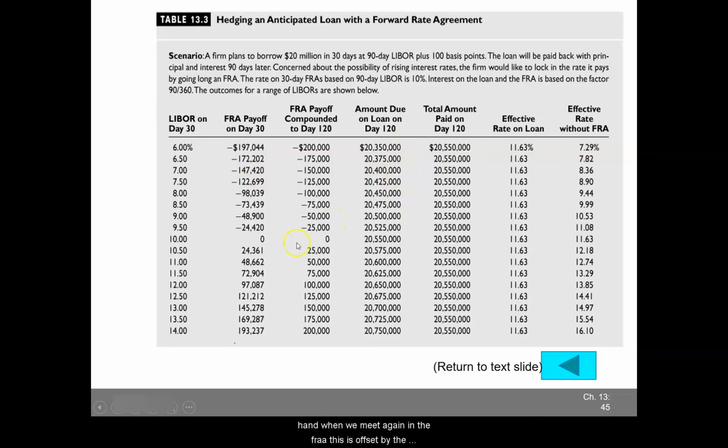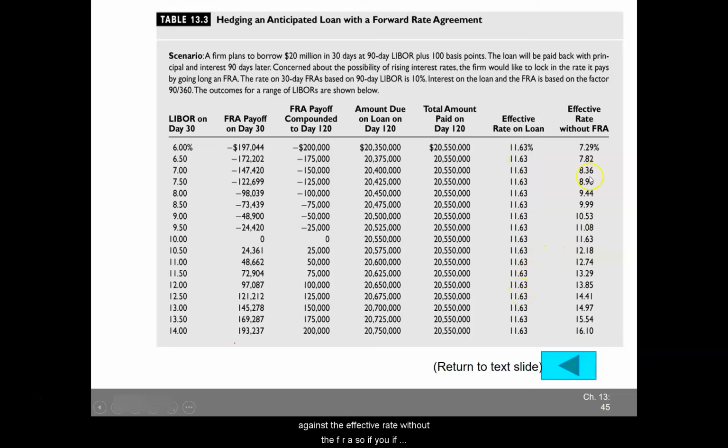On the other hand, when we make a gain in the FRA, this is offset by the high borrowing cost in the spot market, because we borrow the loan at high interest rates. So this is how the hedge is working. And if we look at this effective rate on the loan, we see no matter what happens, if the interest rates go up or go down in 30 days, we have locked in this fixed rate here, 11.63%.